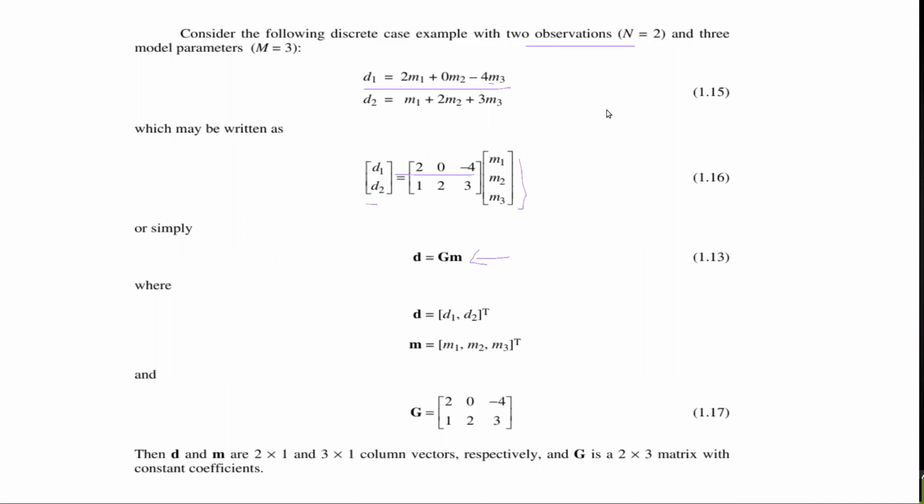These are the coefficients. And then we can see that this coefficient matrix G is a linear combination of these model parameters. So M1 multiplies column 1 of G, M2 multiplies column 2 of G, and M3 multiplies column 3 of G. So these are the linear combinations. Then we set up our system of equations in matrix notation like this. So these are given.